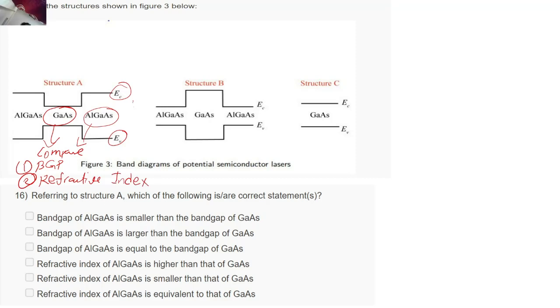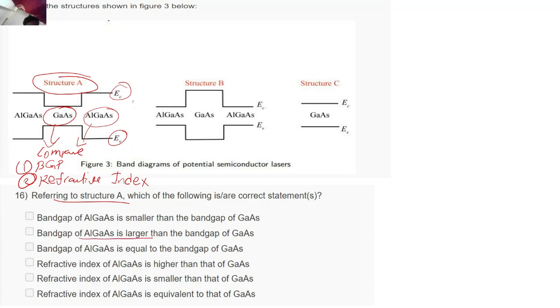Now can you guys please help me in solving? See, this should be an easy question. You can directly see the band gap from the structure itself, right? So in structure number A, which one has the higher band gap? Aluminium gallium arsenide or gallium arsenide? Aluminium gallium arsenide. Correct, it has a higher band gap. So the band gap of aluminium gallium arsenide is larger.